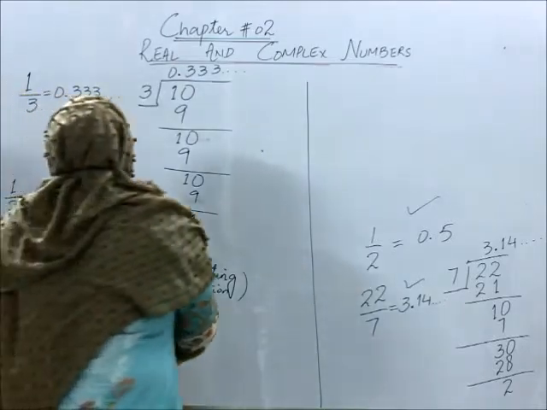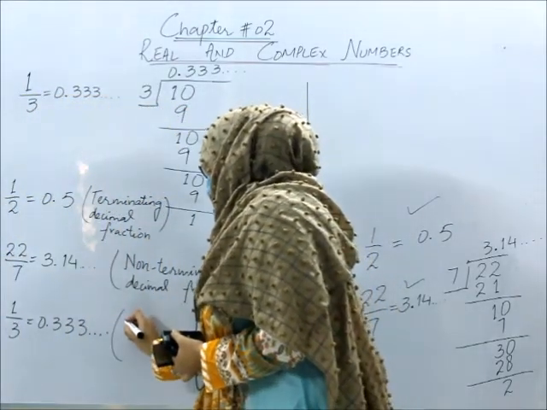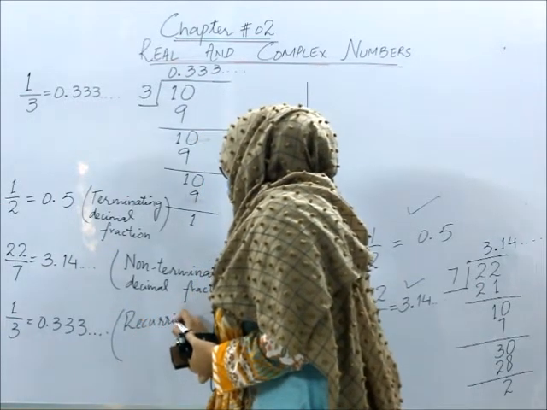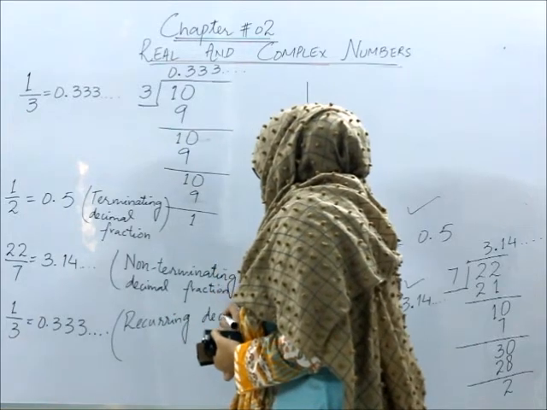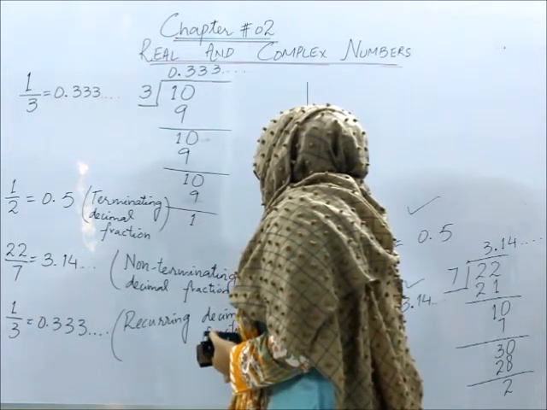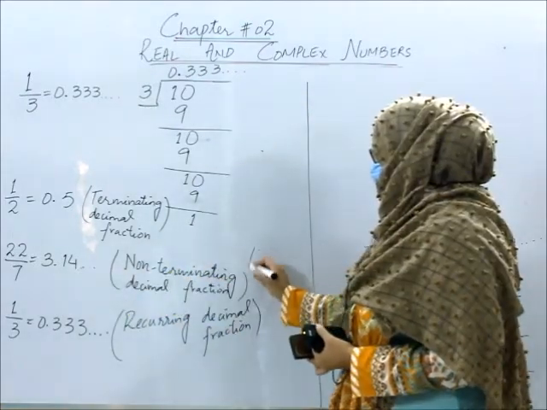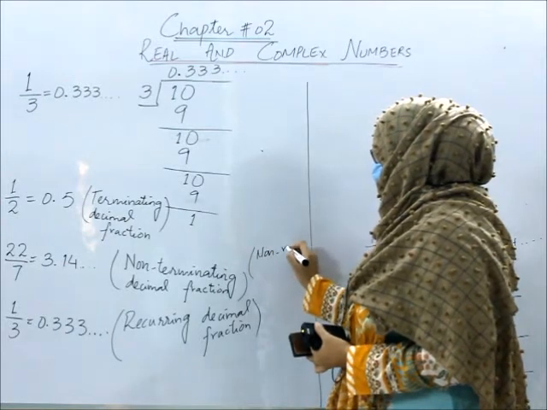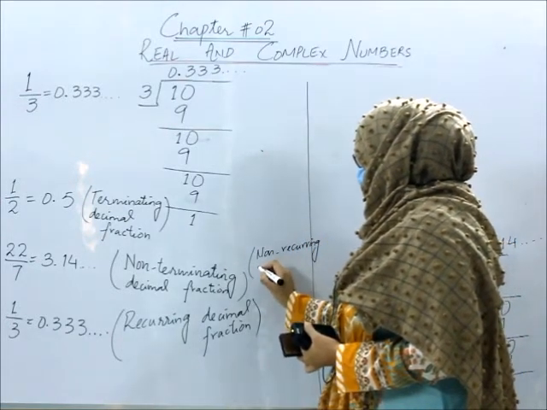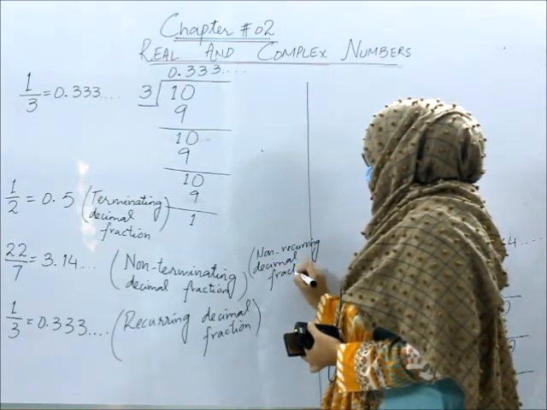So we can say this is a decimal fraction which we can call a recurring decimal fraction. Recurring decimal fraction. And what will we call this? This is a non-recurring decimal fraction. Non-recurring decimal fraction.